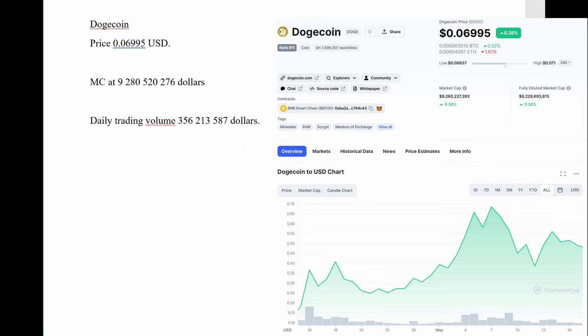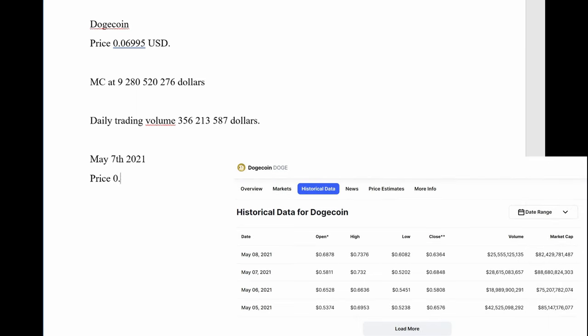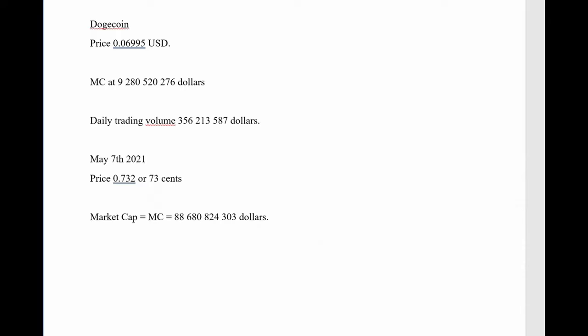Next, we need to check when Dogecoin had its all-time high. When checking CoinMarketCap, I found out that it was May 7, 2021, with a price of 0.732, or approximately 73 cents, right? At this time, the market cap, MC, so everybody knows it, equals $88,680,824,303. Great, right?